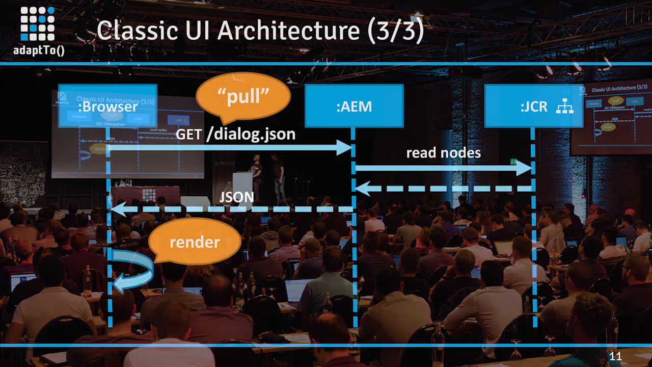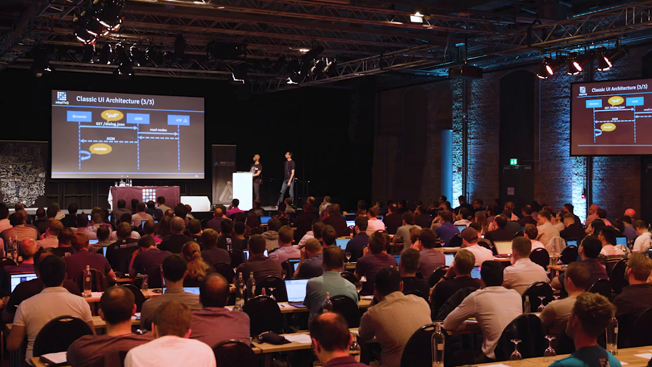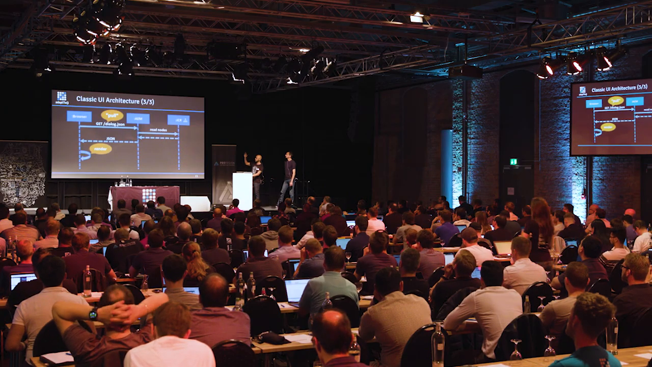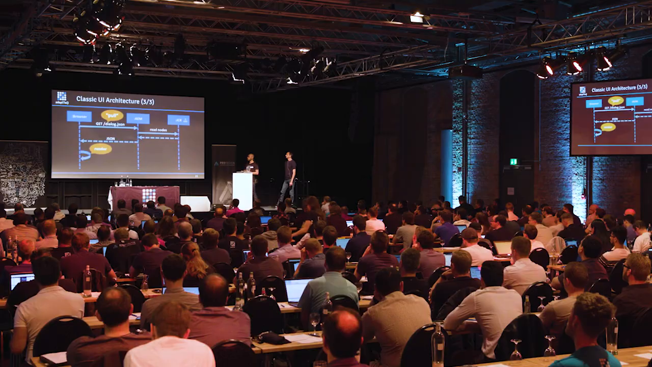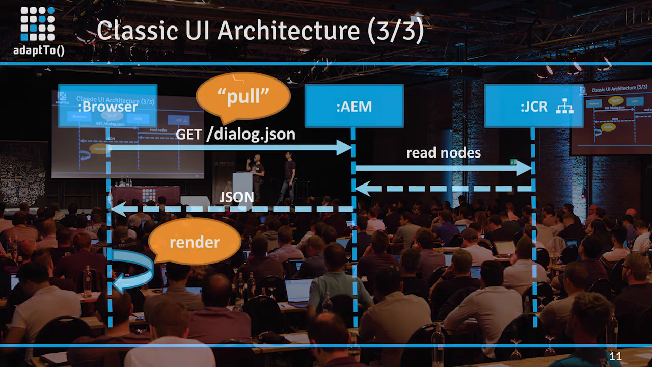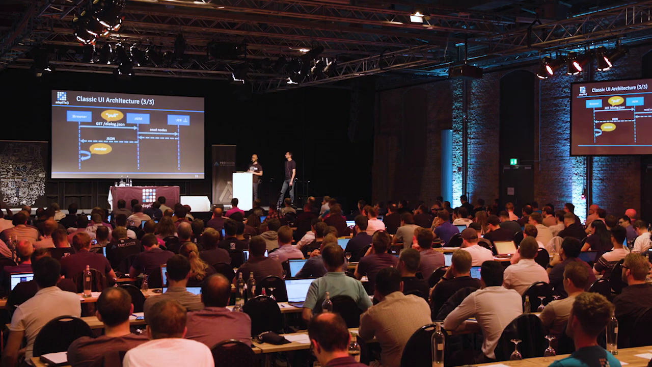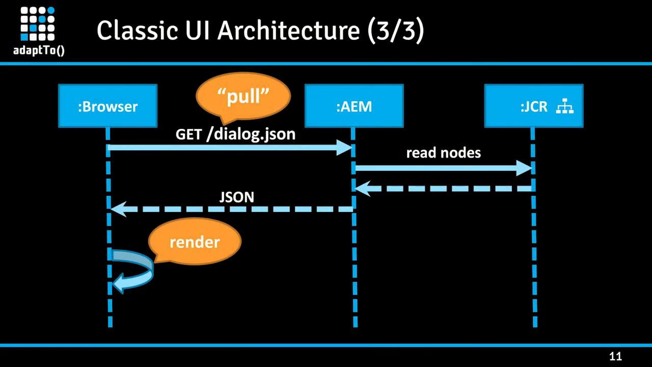And now let's take a look at this sequence diagram. We have the 3 actors that all of you, of course, know well: the browser, the AEM instance, and the JCR repository. So what happens? As we mentioned before, the conceptual pull, a GET occurs to the dialog JSON, which contains a definition. So basically, the browser asks for this to the AEM instance. The AEM instance then is responsible for reading the nodes, using the JCR repository for that. And then a serialized JSON is delivered with a dialog definition from AEM to the browser.